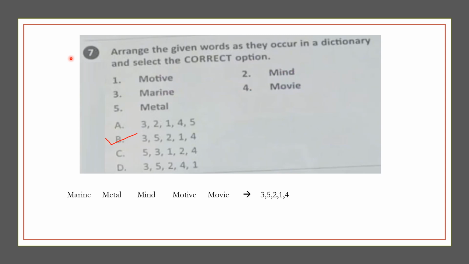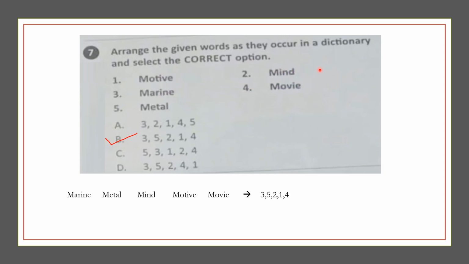Question number 7. Arrange the given words as they occur in a dictionary and select the correct option. So let's arrange them in ascending order. Which will come first? Here the first letter is the same everywhere, so let's check the second letter. It's O, I, O, A and E. So A will come first, so marine. Then E will come, so metal.